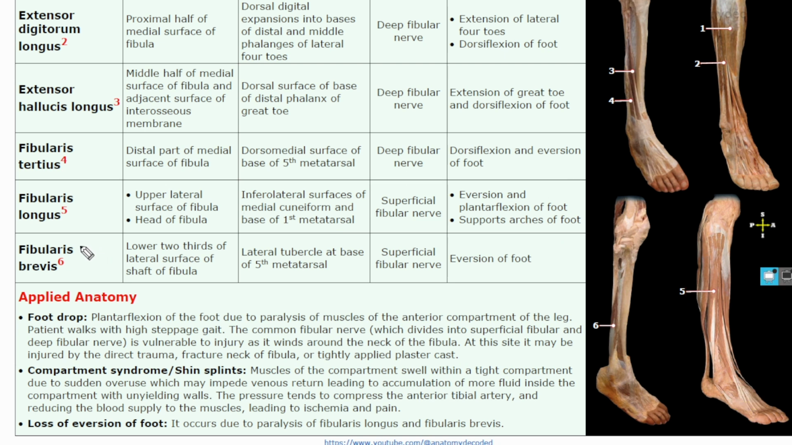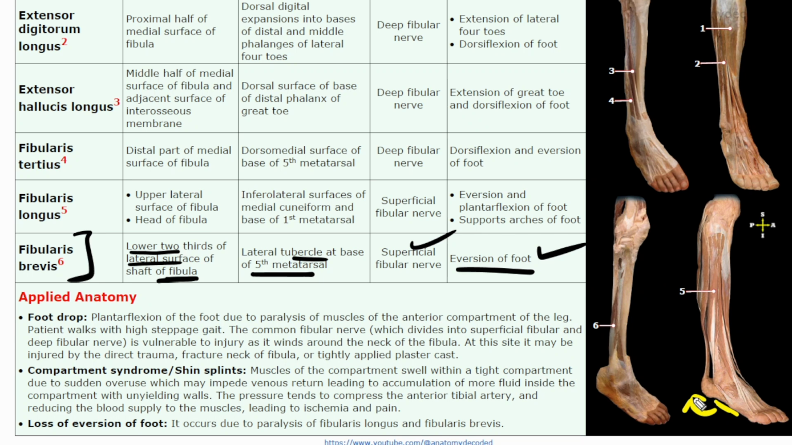The next muscle is fibularis brevis muscle. It arises from the lower two-thirds of the lateral surface of the shaft of fibula. Insertion is on the lateral tubercle of the fifth metatarsal bone. Nerve supply is superficial fibular nerve, and action is eversion of the foot. Eversion is a movement in which the lateral border of the foot is raised. When the lateral border is elevated, that movement is eversion. Both fibularis longus and fibularis brevis cause eversion of the foot.